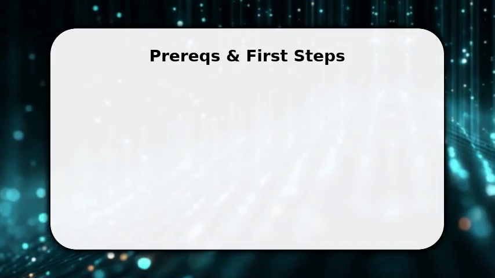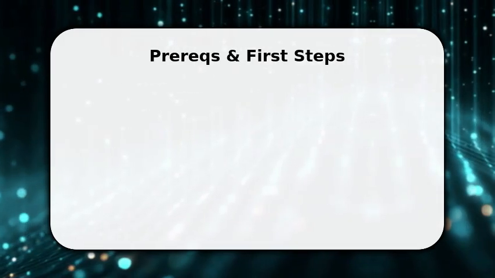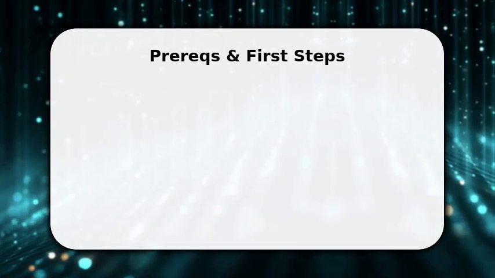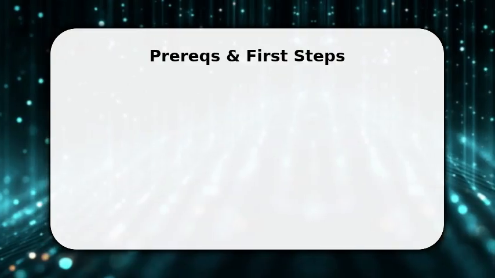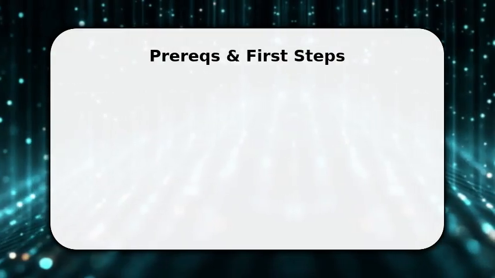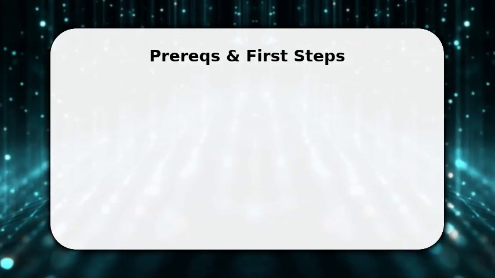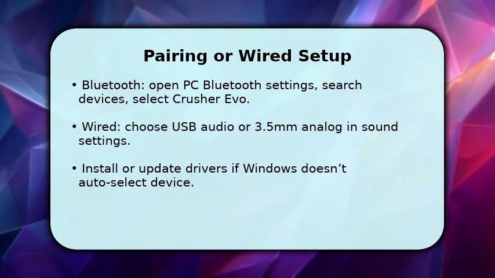If wired, grab a good USB-C to USB-A or 3.5 cable and plug one end into the headphones. Once done, set the Crusher into pairing mode by holding the power button until the LED flashes, so the PC can find it. You now perform the main connection steps.